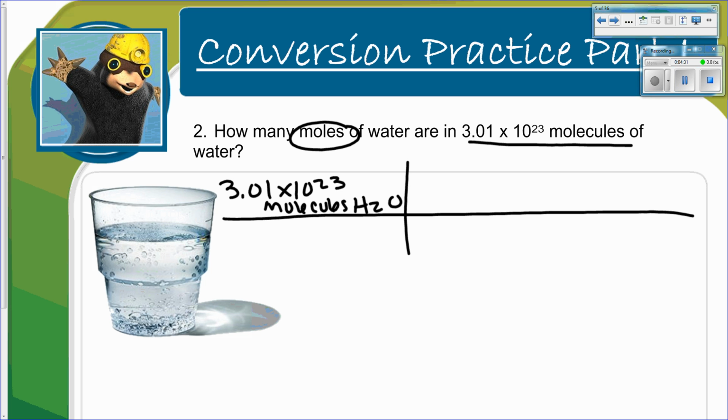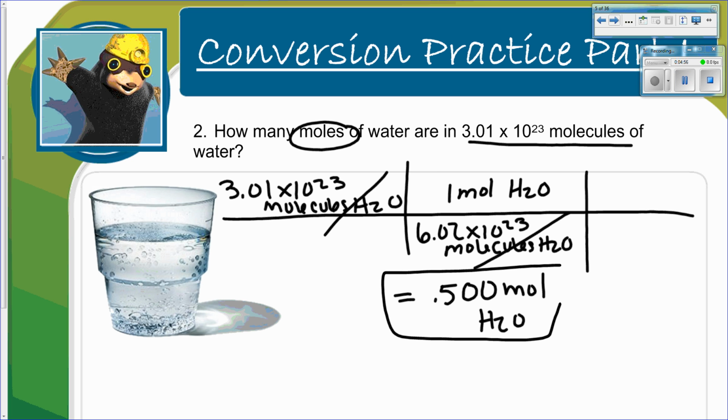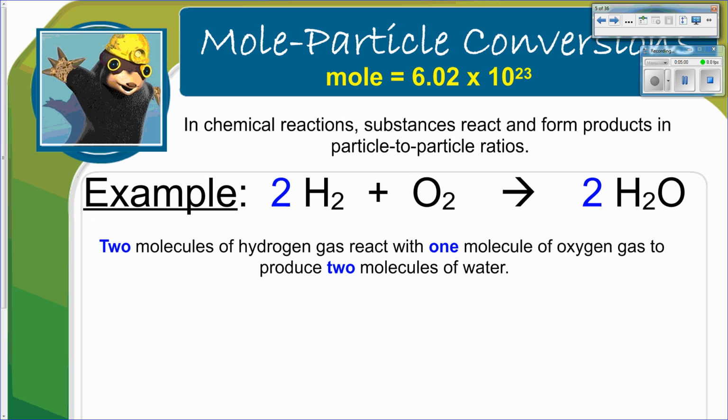And we know that 6.02 times 10 to the 23rd molecules of water is the equivalent of 1 mole of water. Cross off our unit, and when we work it out and go to the correct number of significant figures, we get 0.500 moles of water. And make sure to box your answer.